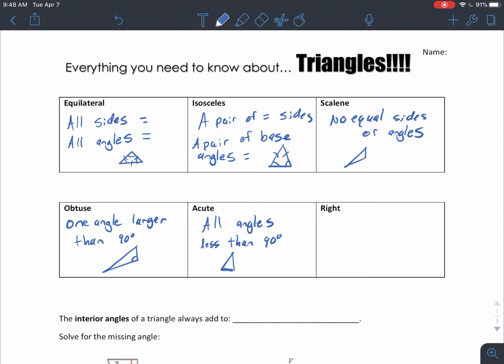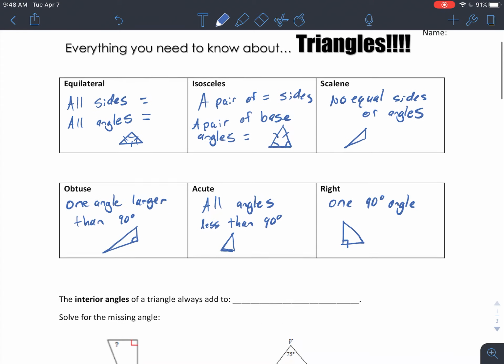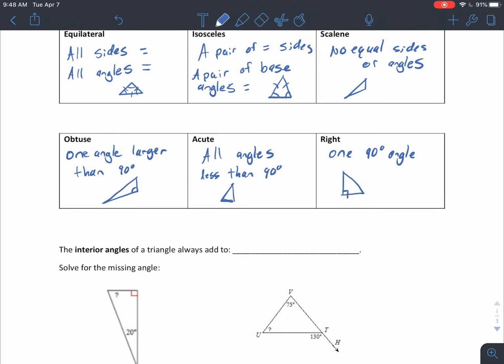Then a right triangle means that there's one 90-degree angle. Okay, and hopefully we know what a right triangle looks like because we've been doing so many Pythagorean theorem questions all year. All right, let's move on to the next part.